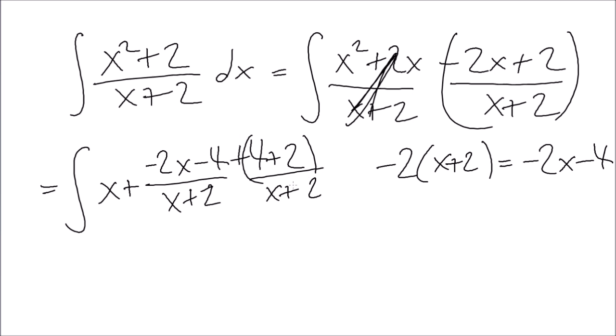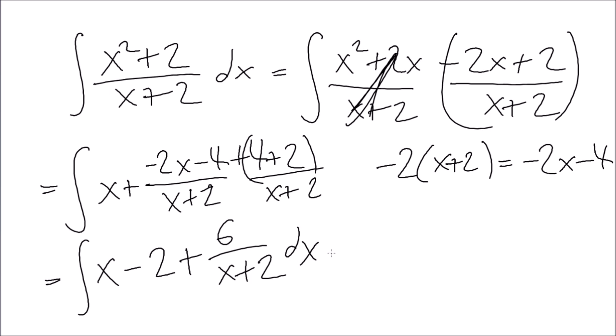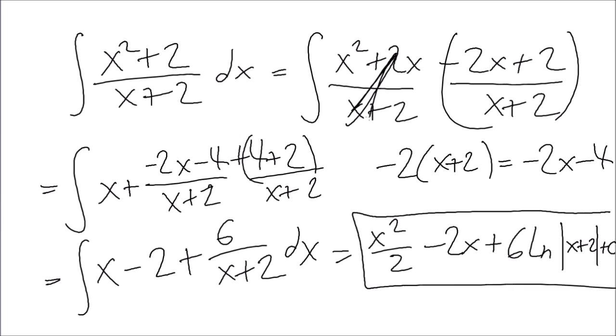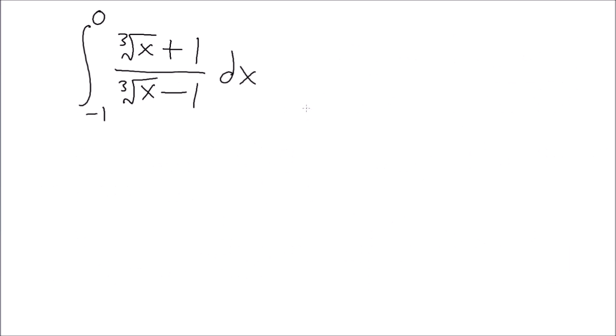So that's very easy to deal with. Now we have x, and then this is minus 2, because we purposely made it cancel. So minus 2 plus 6 over x plus 2 dx. Cool. So now this is just x squared over 2 minus 2x plus 6 ln of x plus 2. And you're done. Whoa, that is very weird.